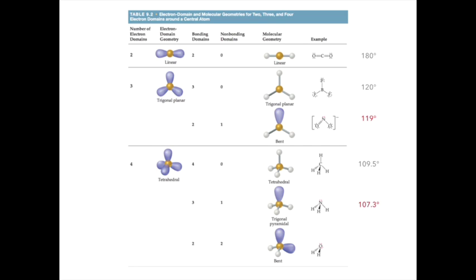The last one, if instead of having 3 bonding and 1 non-bonding, what if I had 2 bonding domains and 2 non-bonding domains? Well, in that case, the electron domain geometry is still going to be tetrahedral, but the molecular geometry is going to be bent. And the angle is going to be even less than it was when you only had 1 non-bonding domain. Okay? Now the question arises, well, what if you have more than 8 electrons around your central atom? Can you have more than 8 electrons around your central atom?